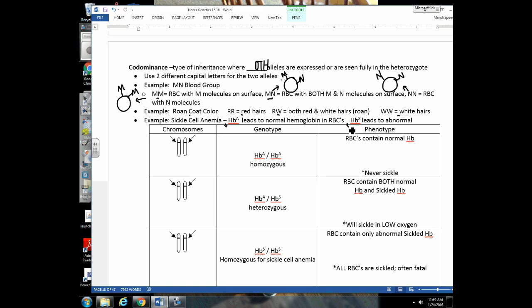So if an individual is homozygous for normal hemoglobin, what that means is inside of their red blood cells, their hemoglobin all looks like this. It's normal. And that's all they have is normal hemoglobin. And their red blood cells can maintain this normal shape.